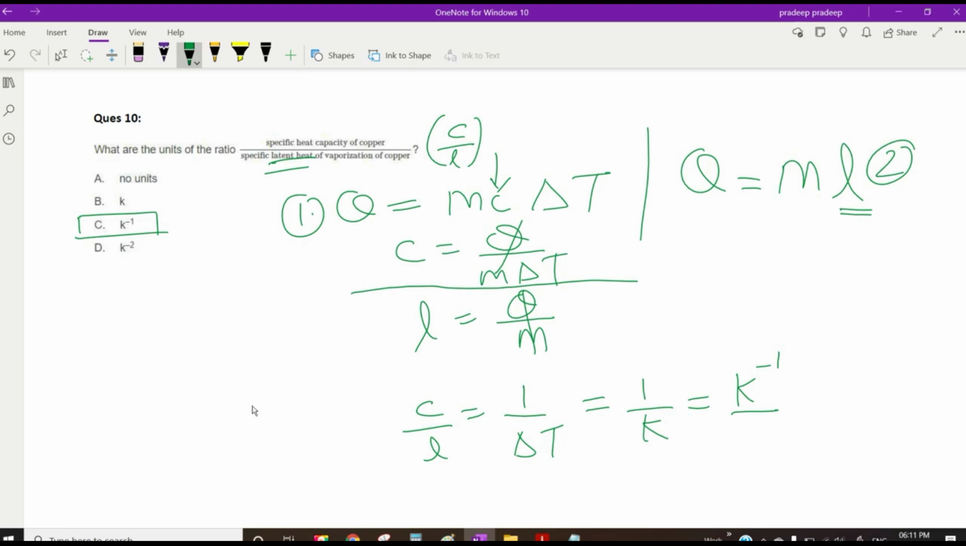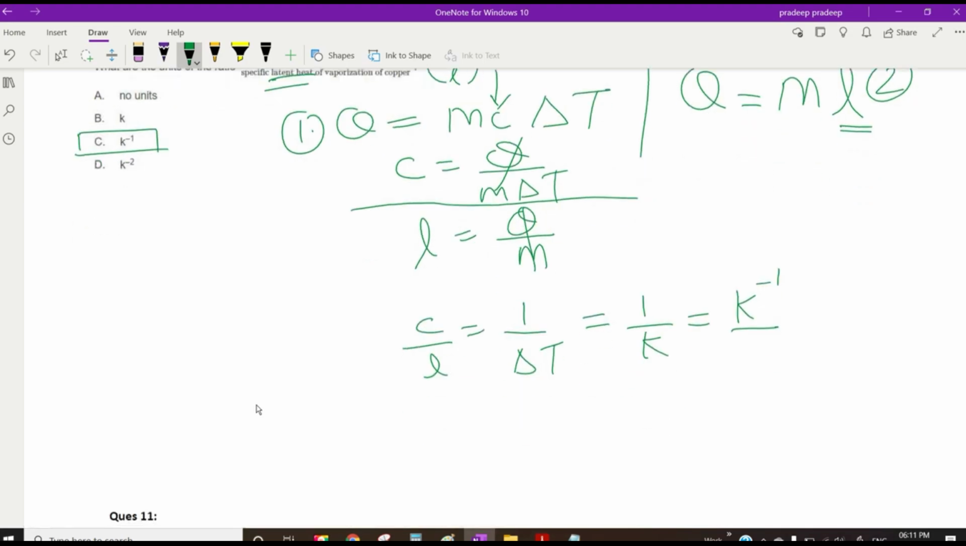My solution is actually very close to this, but I just stopped at Kelvin inside. Okay, no problem. So this is the end of today's class.